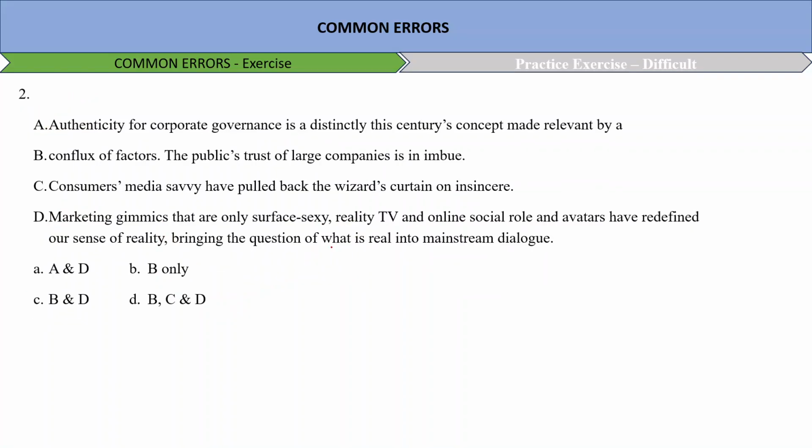Authenticity for corporate governance is a distinctly this century's concept made relevant by a conflux of factors. The public's trust of large companies is an imbue. Consumers media savvy have pulled back the wizard's curtain on insincere marketing gimmicks that are only surface sexy. Reality TV and online social role and avatars have redefined our sense of reality, bringing the question of what is real into mainstream dialogue.